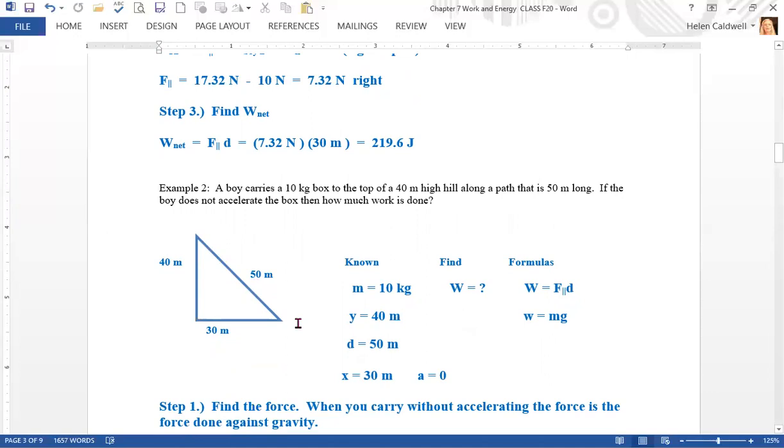And I know, because this is a 3, 4, 5 triangle, that means the base is 30 meters. That's just extra information. You could also go with a squared plus b squared is c squared if you needed it. So we know that mass is 10 kilograms, y is 40 meters, d, the distance along the hill or the path, is 50 meters, and x is 30 meters. We know we're not accelerating. We want the work. Remember, this is capital W for work. Work is force parallel times distance. This is little w for weight. If it would help you to write out the word weight, you could write it out. Weight is equal to mass times gravity.